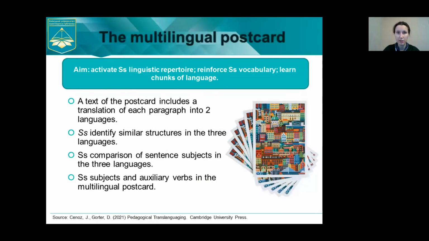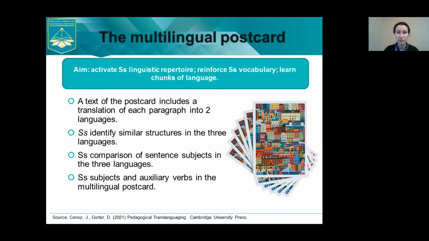The next activity is the multilingual postcard. It aims to activate students' linguistic repertoire and reinforce their vocabulary. And again, it aims to learn chunks of language and practice them in writing. This activity is inspired by postcrossing. If you're a postcrosser, or if you happen to have some postcards sent by your foreign friends, you can bring them into your classroom. The text on the postcard should include the translation of each paragraph into other languages represented in the classroom. It can be two or more languages.